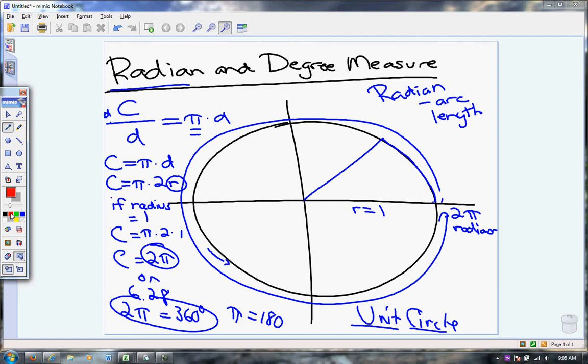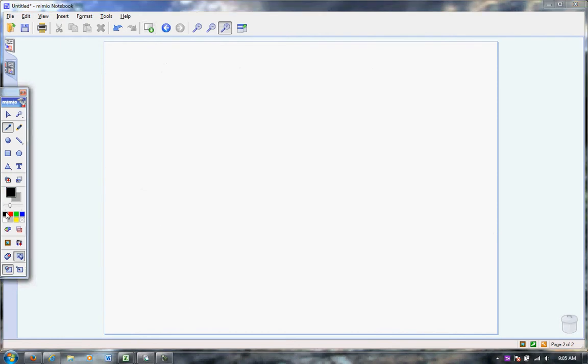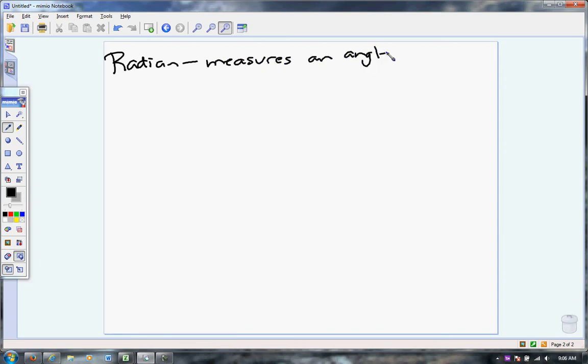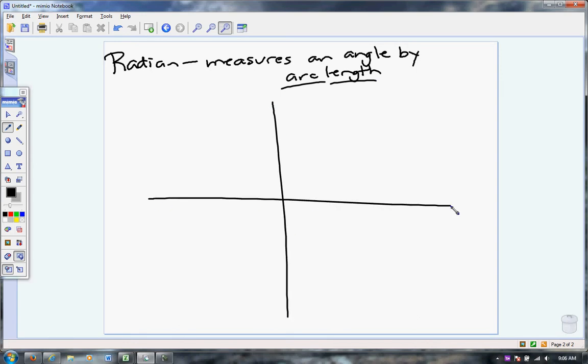I'm going to draw a new circle here before this one gets confusing. And let's just start with this statement. Radian measures an angle by arc length instead of by the increments of a degree. You were used to using a protractor, all right? And if you think of the way a protractor works, it's almost like the second hand on a clock, okay? Well, this is measuring arc length. So let's draw a new unit circle.